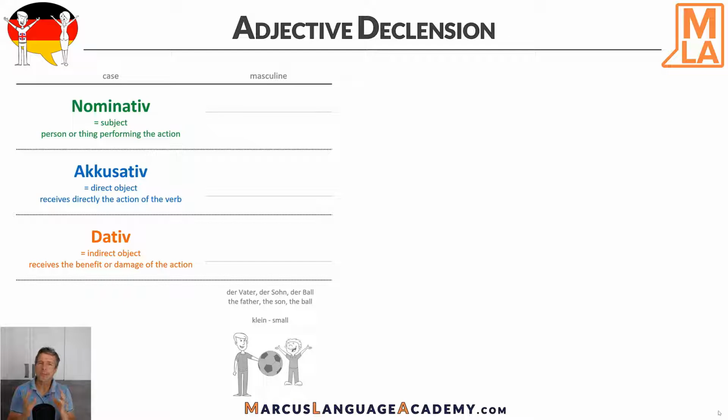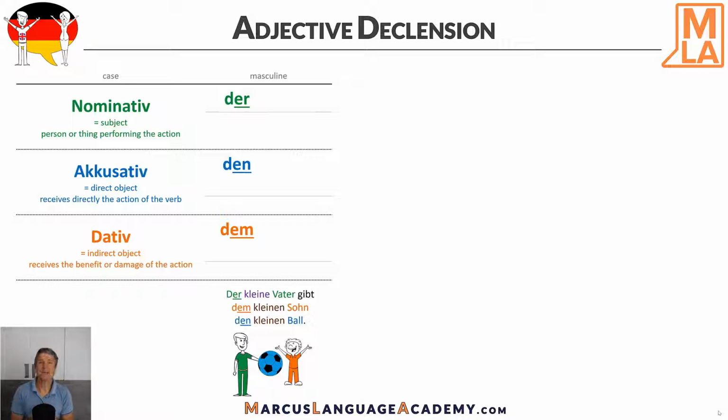And now let's make an example sentence with the following words. Der Vater, the father, der Sohn, the son, der Ball, the ball. And let's use the adjective klein, small, to build a sentence here. So let's see what's happening. Der kleine Vater gibt dem kleinen Sohn den kleinen Ball. So the small father gives the small son the small ball.